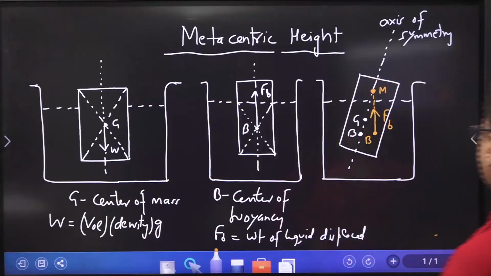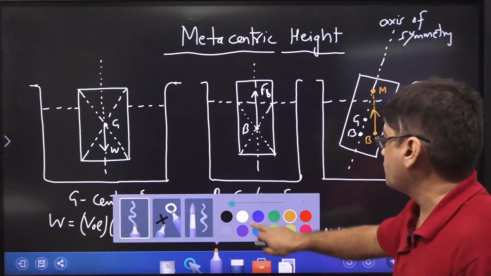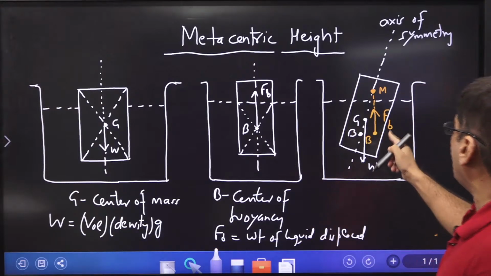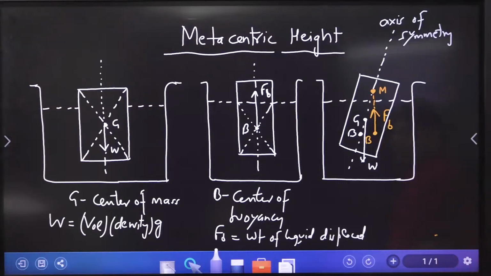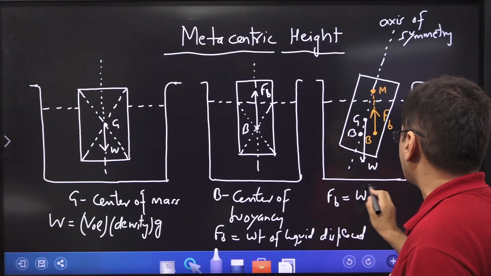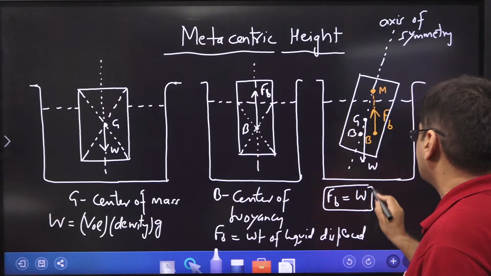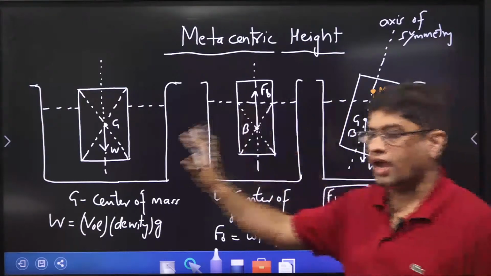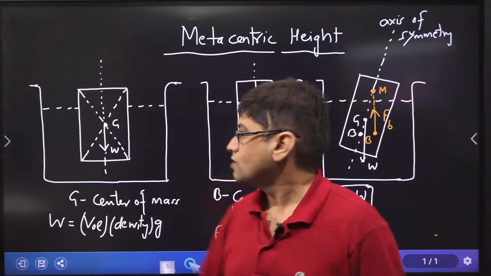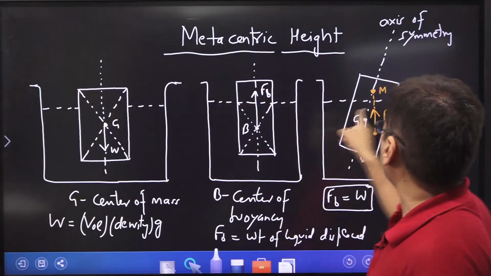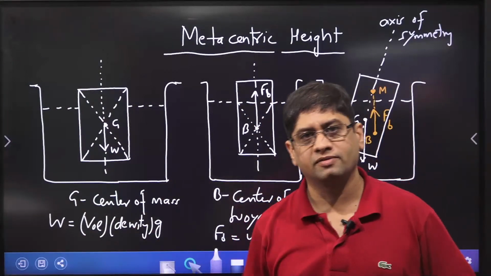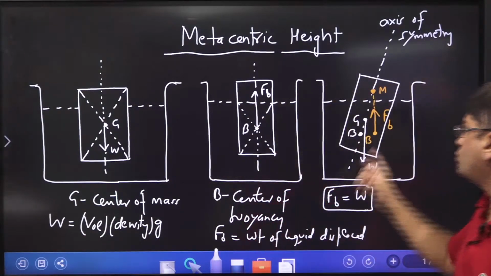Now see one more thing. If I displace this body from its mean position, now the weight is still acting downward and buoyancy force is acting upward. And I told you one thing, buoyancy force is equal to the weight of the body in all these three cases. In all these three cases, weight will be equal to buoyancy force. Now I have a small question to ask you. Will this submerged volume and this submerged volume, will these two volumes be same or different? Answer is both these volumes will remain same.